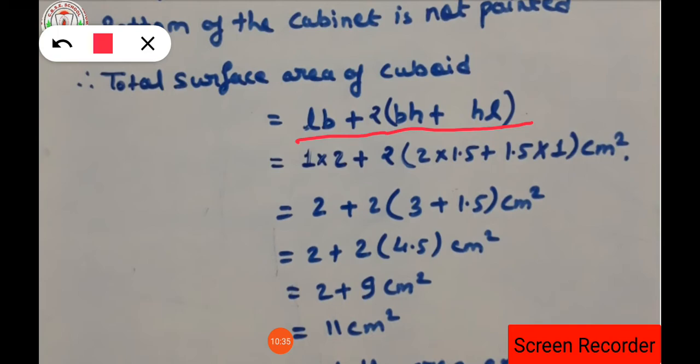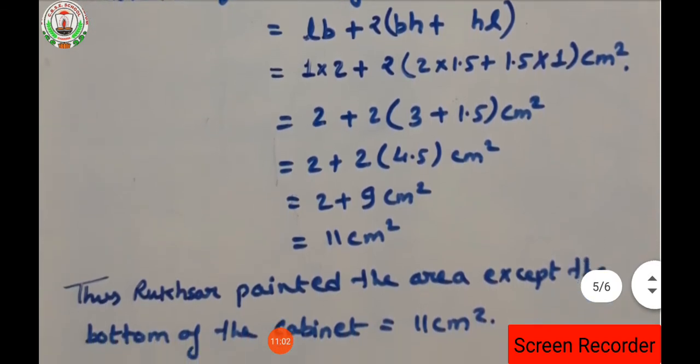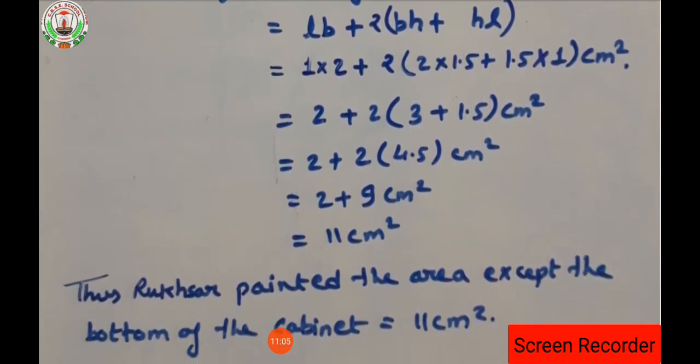Okay, so length is 1, breadth is 2, plus 2 into (2 into 1.5 plus 1.5 into 1) centimeter square. Here also centimeter square will come. Now after this, 1 into 2 will be 2 itself, plus 2 into (2 into 1.5 is 3, 1.5 into 1 will be 1.5 itself). So after solving all the above, what will you get? 2 plus 2 into 4.5.